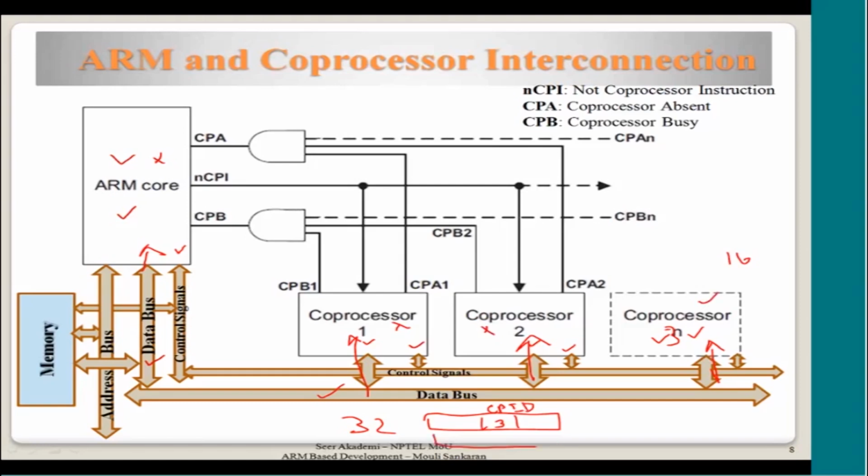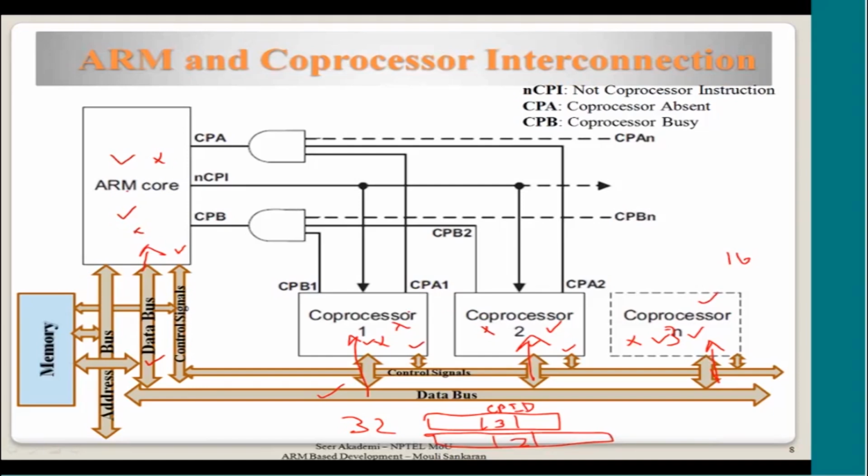will execute it. Now next, immediately after that, there is another 32-bit instruction, but it happens to be a coprocessor instruction with the CPID of 2. Then this processor will take it, and the other coprocessor and ARM core will ignore it. So that's the way the instructions get into the processors and they talk to each other.